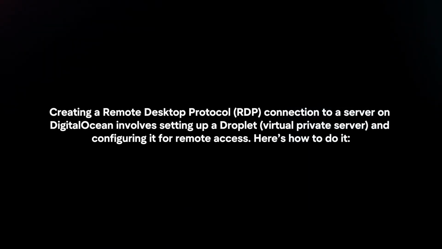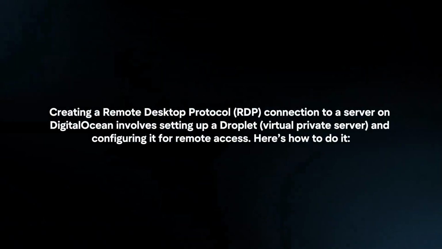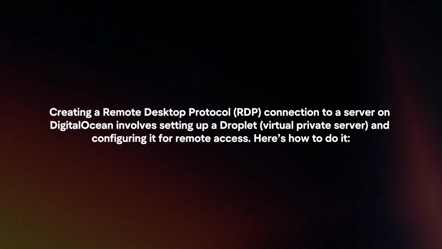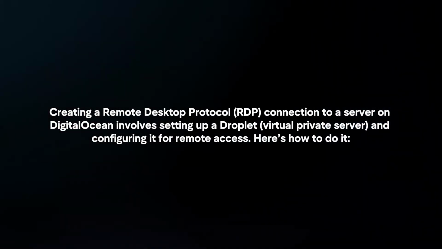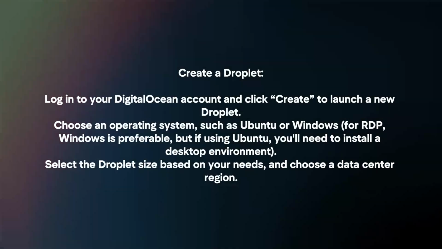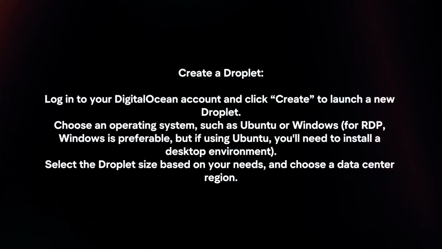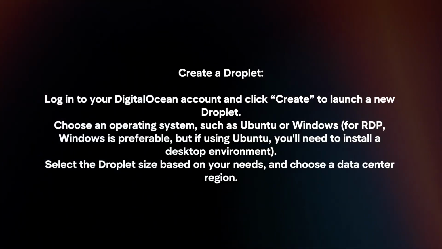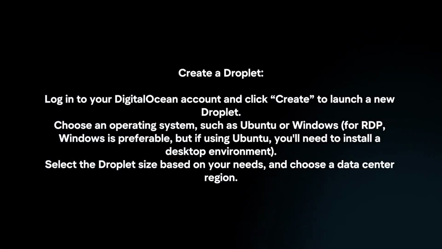Creating a remote desktop protocol connection to a server on DigitalOcean involves setting up a droplet and configuring it for remote access. Here's how to do it. Create a droplet. Log into your DigitalOcean account and click Create to launch a new droplet. Choose an operating system such as Ubuntu or Windows. Select the droplet size based on your needs and choose a data center region.